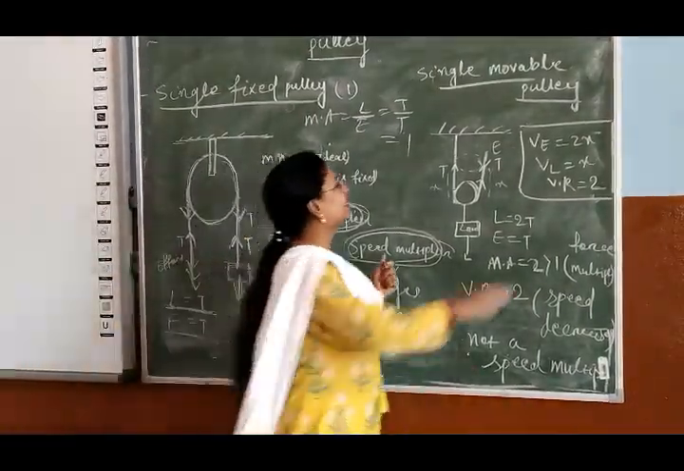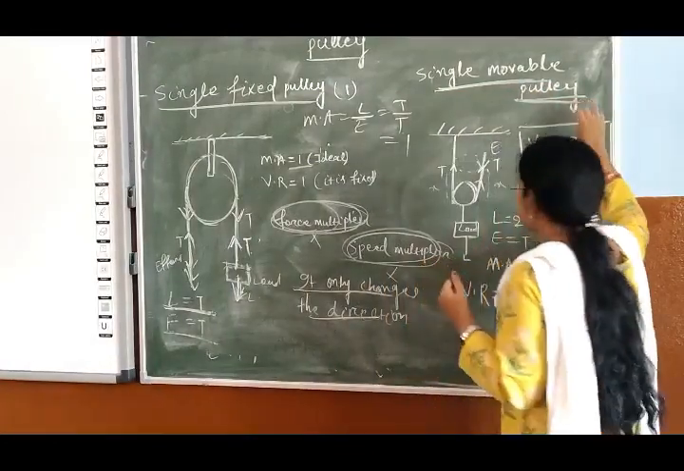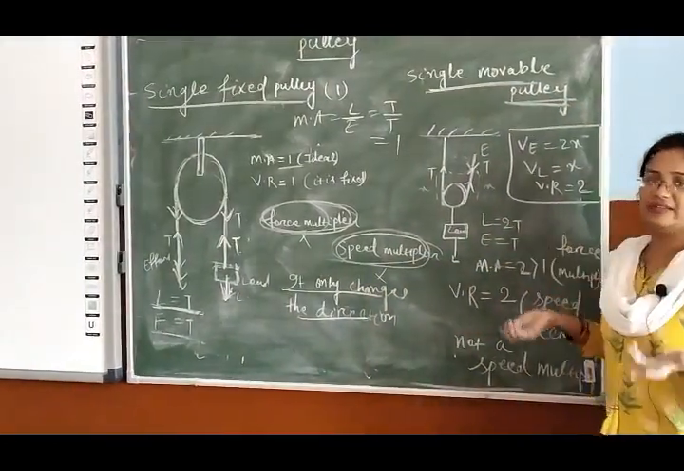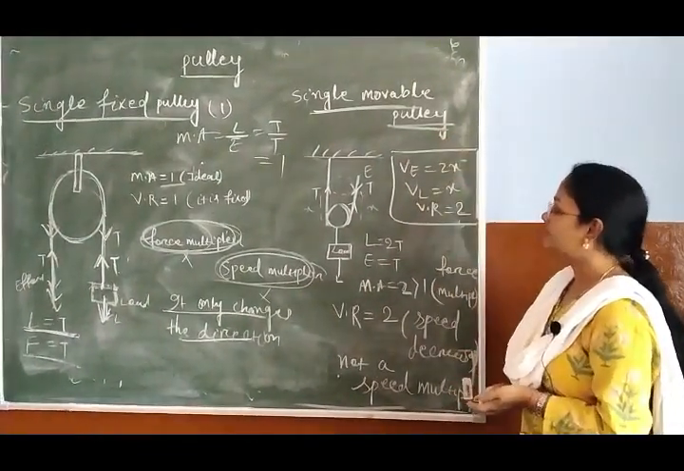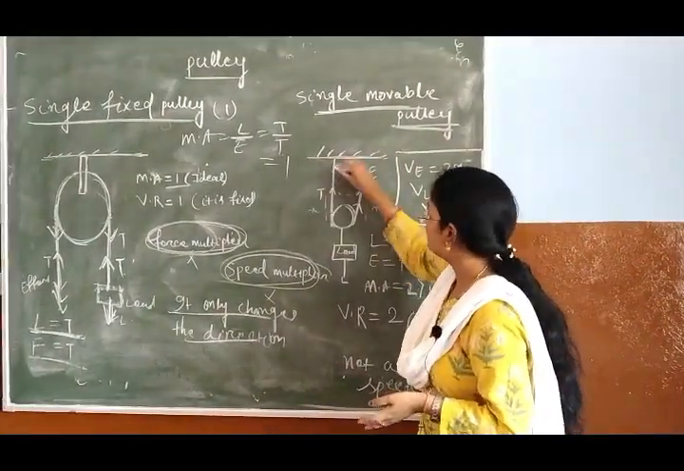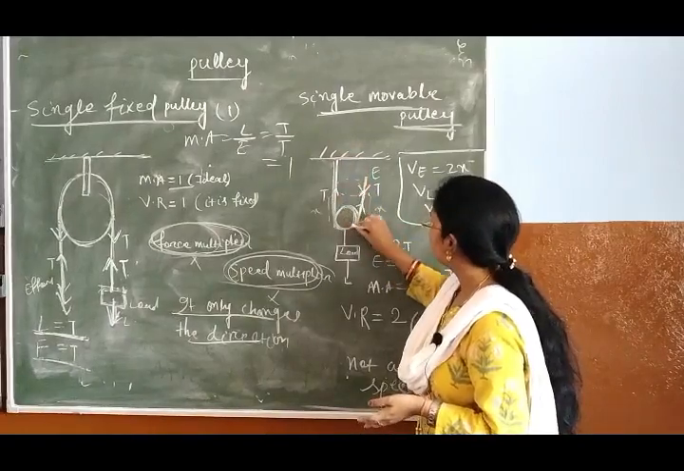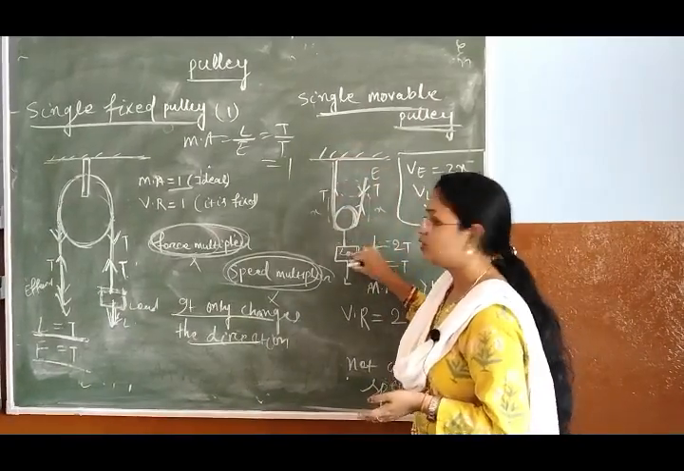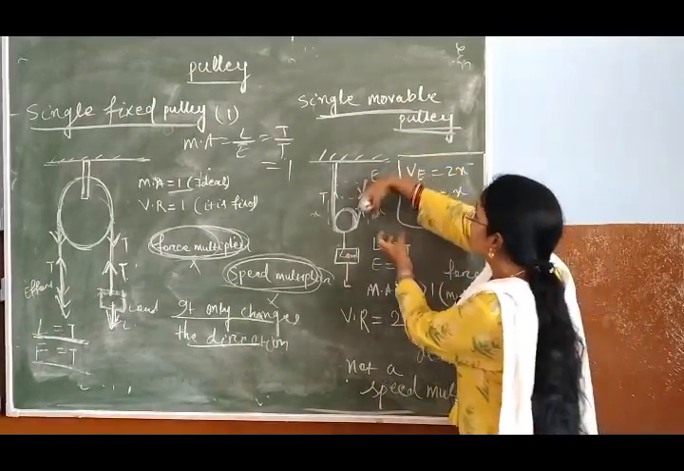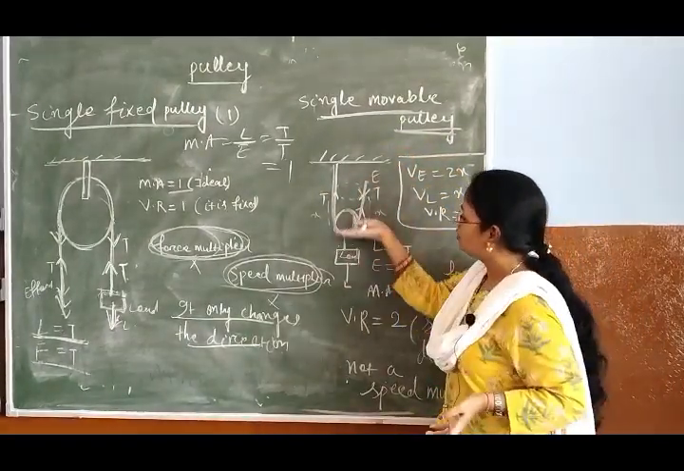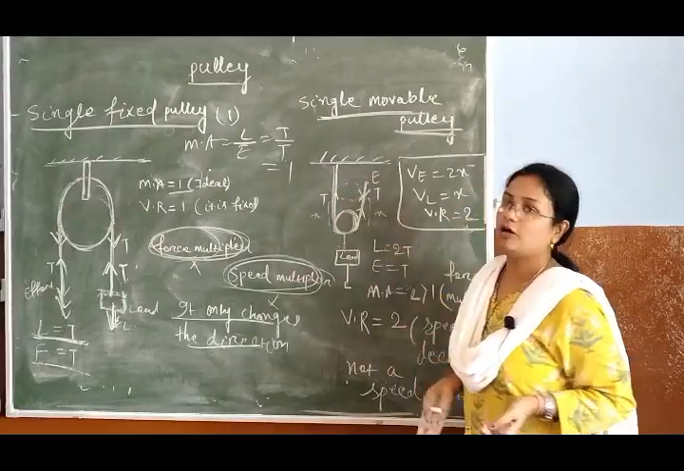Now you see the single movable pulley, whose axis of rotation is not fixed, whose axis of rotation is movable. That is your single movable pulley. This is the attach point, and this is the one pulley I have taken here. This is your load. You want to lift this load in the upward direction. If you give effort in this direction, this load will move in the upward direction.